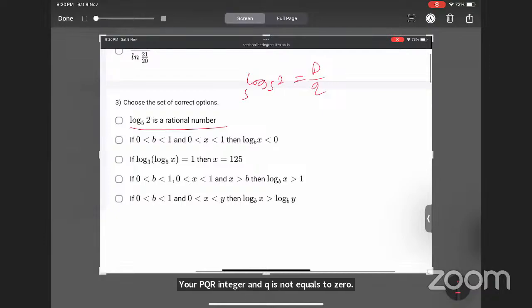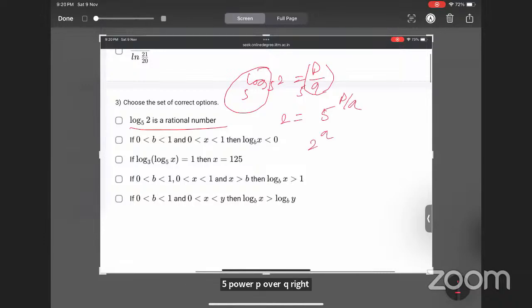Then you can take 5 here, right? So this will cancel out. Then we will get 2 equals 5 power p over q, right? So 2 power q will be 5 power p, correct? So from this, you can imply that 2 divides 5, but this is not true, right? 2 doesn't divide 5. So this type of step you can always do.